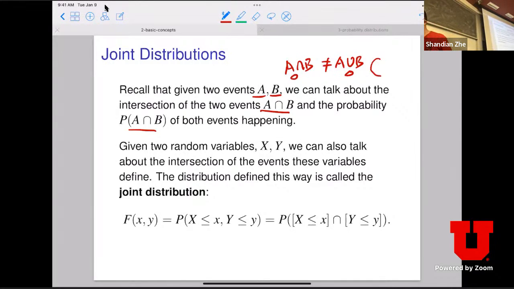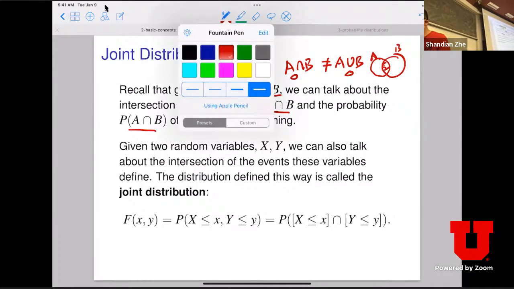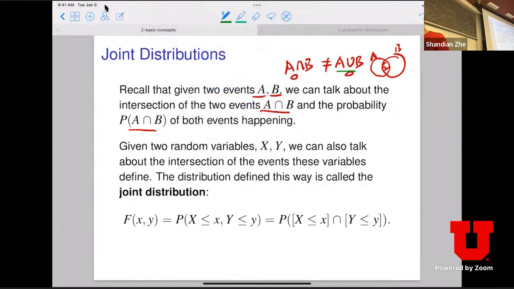If you use a figure to represent them, this is A, this is B. A intersection with B is actually this set, the overlapping part. But if you're talking about A union with B, it's a much bigger event. So they're different. And when we talk about the joint distribution, we're referring to the probability of the intersection of A with B.